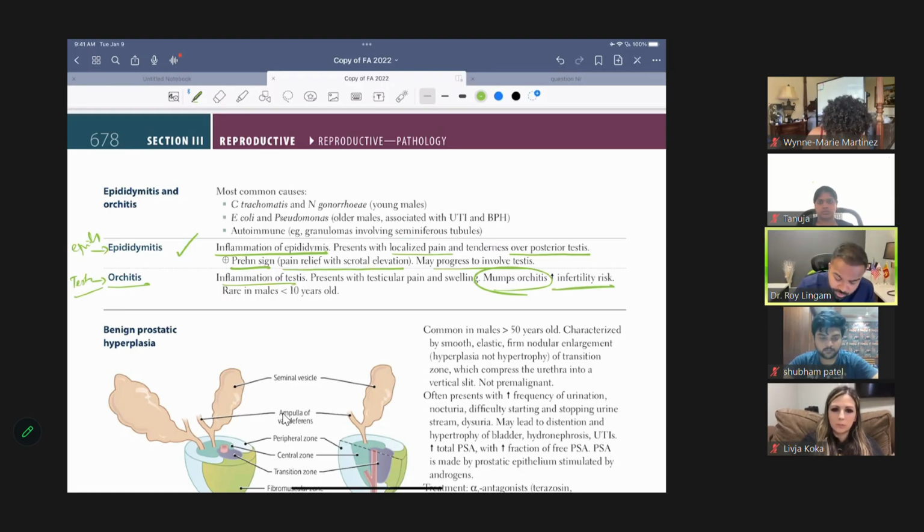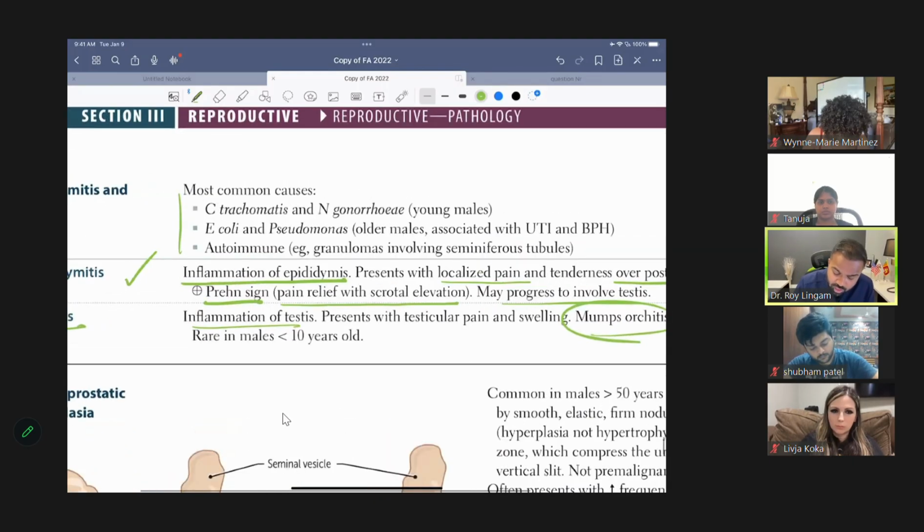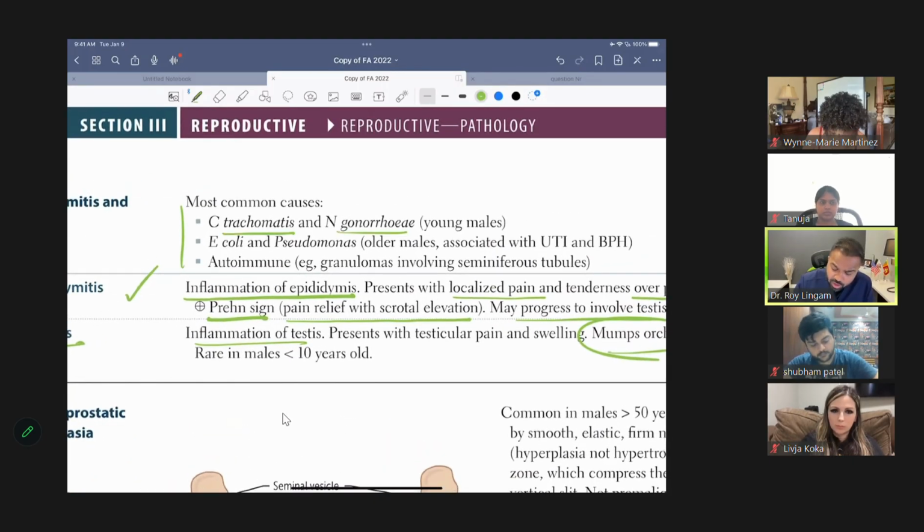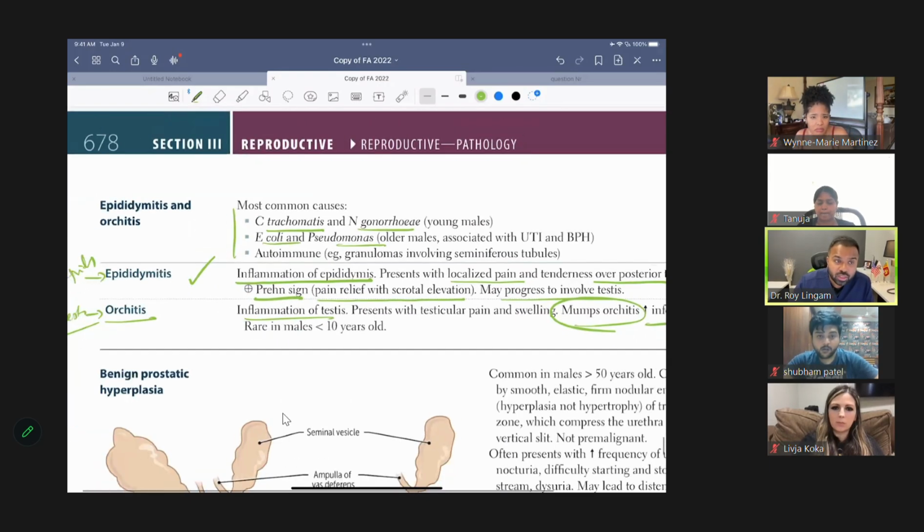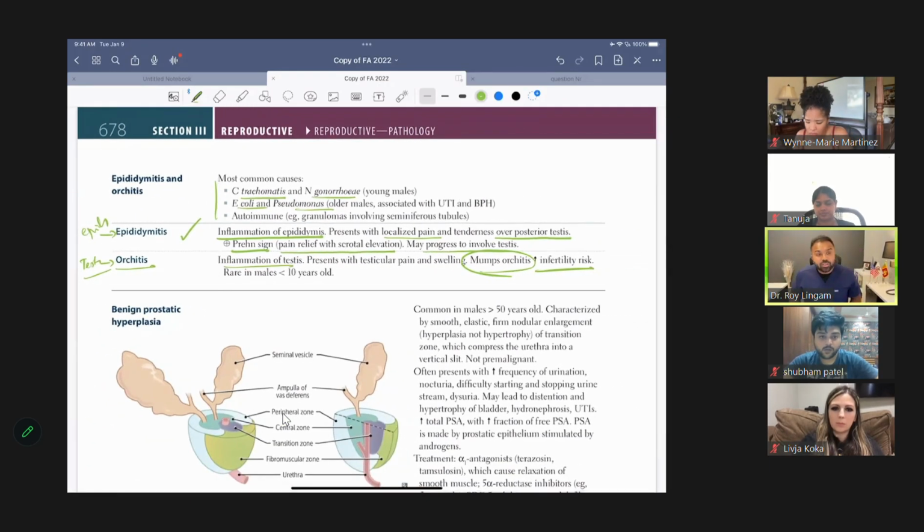Look at this. If it is epididymitis and orchitis infection, see Chlamydia trachomatis and gonorrhea in the younger people, E. coli and Pseudomonas otherwise, folks, okay? Those are the epididymitis and orchitis. Are we clear, folks? All right. So that takes care of that.